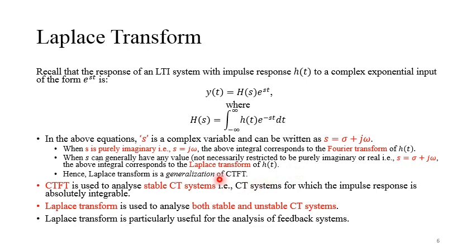If you recall, for the Fourier case, we said a system is stable only if its impulse response is absolutely integrable. When the response is absolutely integrable, we call such a system a stable system, right? Now in this case, it is not necessary that the impulse response be absolutely integrable. That means the Laplace transform is used for both stable and unstable LTI systems.